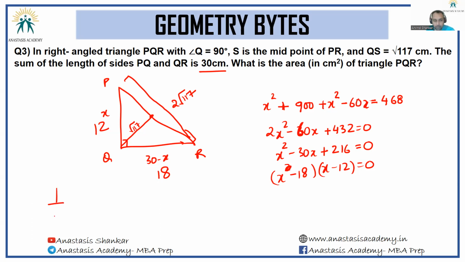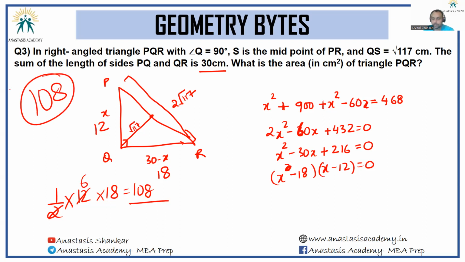So area will be given by half into 12 into 18. So cancel, 18 into 6. I will get 108. Yes, answer to this should be 108.